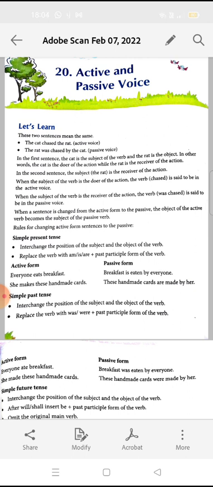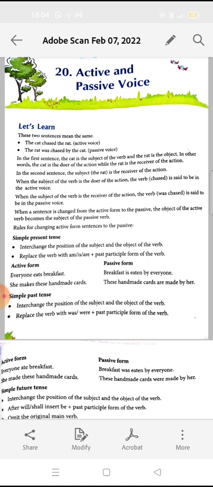If I say Ram ate an ice cream, who is Ram? Subject. What is the verb here? Ate. And what did he eat? He ate an ice cream. So ice cream is your object. This is called the object of the verb.